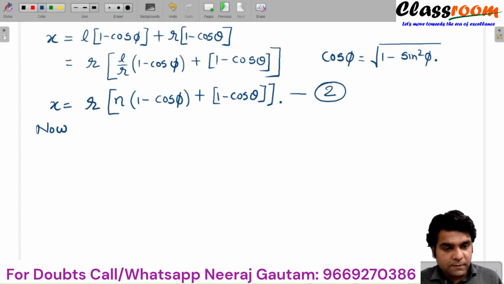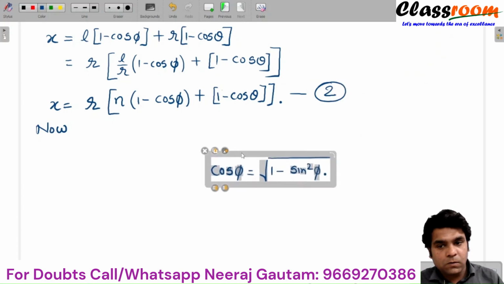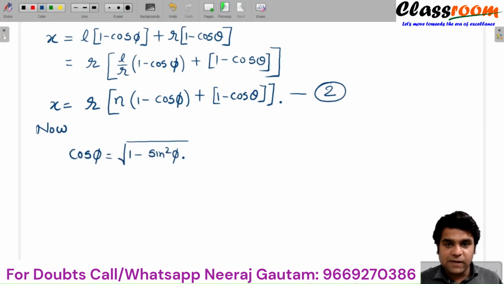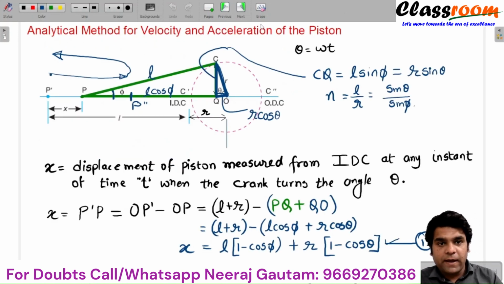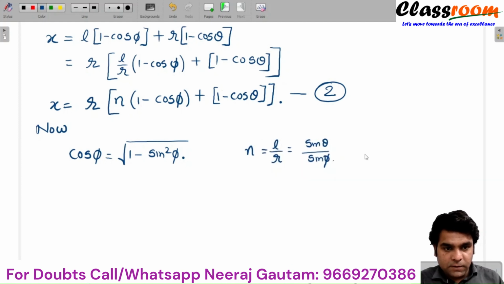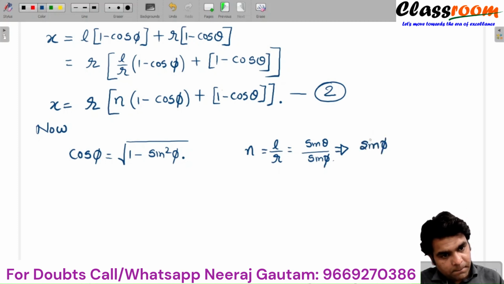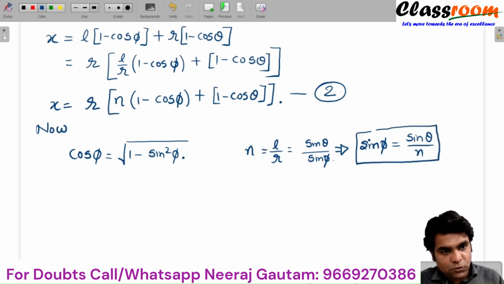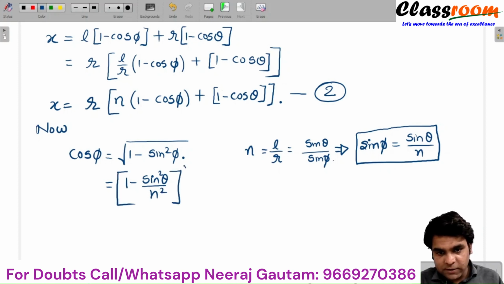Now you know that cos of phi is equal to under root of 1 minus sine square phi, and in place of sine of phi from the previous page, I will take this relation, copy, paste here. So using this relation, I can write that sine of phi is equal to sine of theta by n. Remember, n is the ratio of length of connecting rod to the crank radius. In this relation, this is replaced by 1 minus sine square theta by n square, whole to the power 1 by 2, since under root can be written as the power 1 by 2.